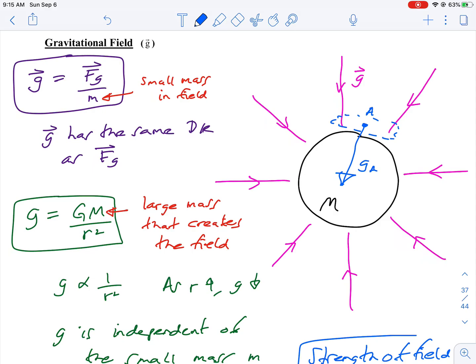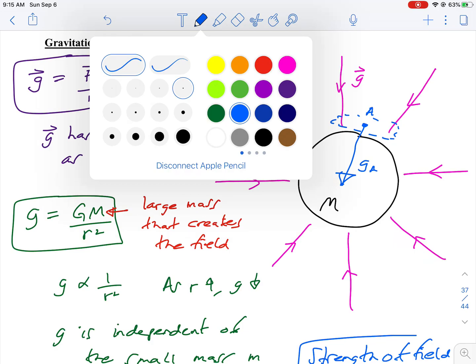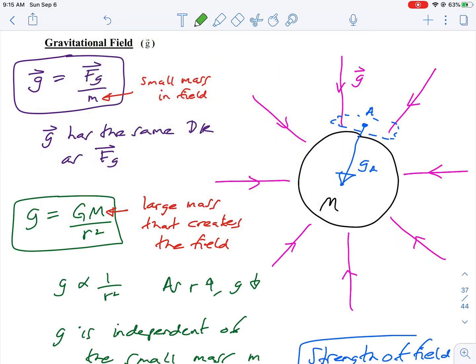But if we choose a different location, let's see if I have another color I can choose. If I choose a different location out here, you can see that now the lines are very far apart from each other. So we'll call this location B. So therefore this one has a much smaller g. That would be the g at B, because the lines are further apart from each other. So the closer the lines are together, the stronger the field happens to be. So we call this a field diagram. And that describes the gravitational field around a planet.